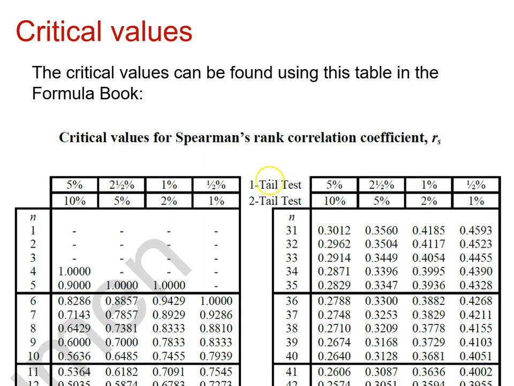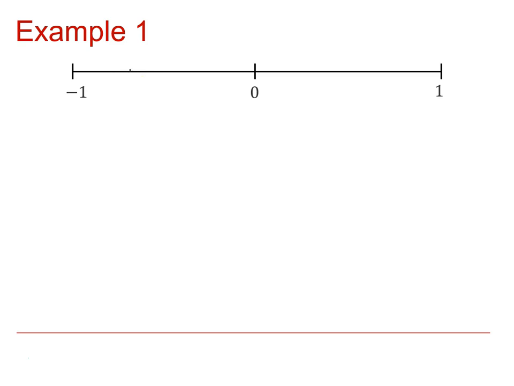For the critical value, we know we're doing a one-tailed test at the 1% level of significance, and we know that our value of n is 10. So our critical value is 0.7455. However, we're doing a negative test, so our critical value is going to be minus 0.7455. So our critical value goes about here.